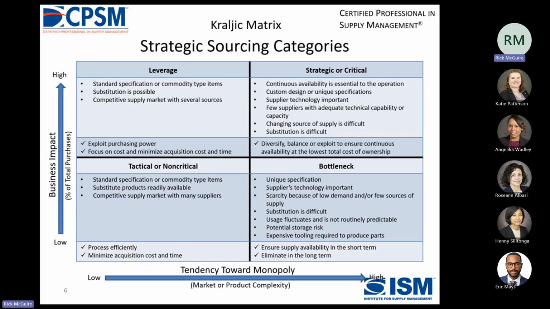So here's your Kraljic matrix. The guys up here in strategic or critical are the ones you're going to spend your time with. These guys, you try to make it as automatic as possible. And these guys, bottleneck and leverage, you spend less time than on strategic.